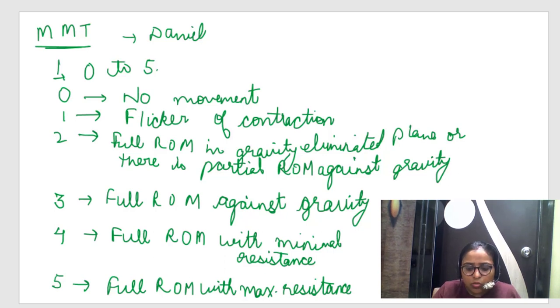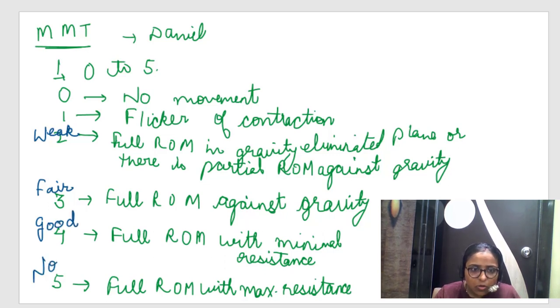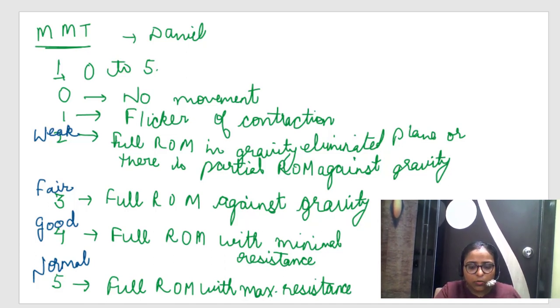So these are the grades, and if I name them or grade them, 0 means no movement, 1 means flicker of contraction, 2 means your muscle is weak, 3 means your muscle is fair, 4 means your muscle is good, and 5 means your muscle is normal, right? So I'll give you one example of this to make you understand the MMT and how you grade the muscle.